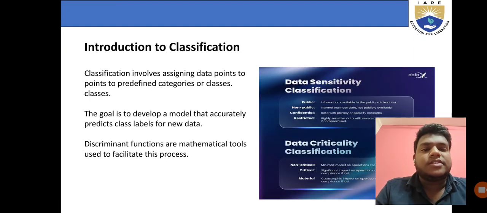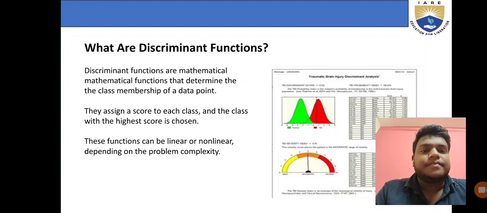Introduction to classification. Classification involves assigning data points to predefined categories or classes. The goal is to develop a model that accurately predicts class labels for new data. Discriminant functions are mathematical tools used to facilitate this process. What are discriminant functions? Discriminant functions are mathematical functions that determine the class membership of a data point. A score is assigned to each class and the class with the highest score is chosen. These functions can be linear or nonlinear depending on the problem complexity.